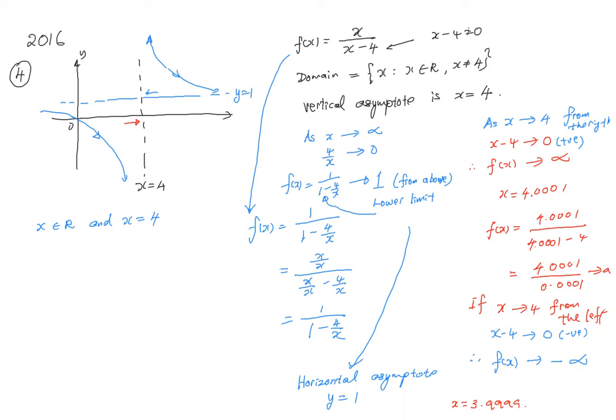So this implies that f(x) is decreasing. That means F prime x is less than 0. f(x) is decreasing implies F prime x is less than 0. So that is the implication that I have. So straight away I know already.